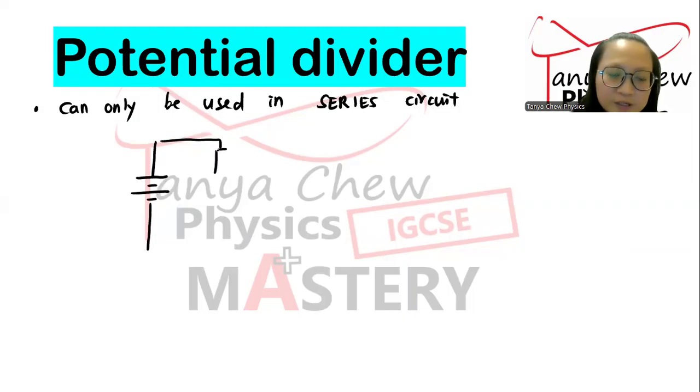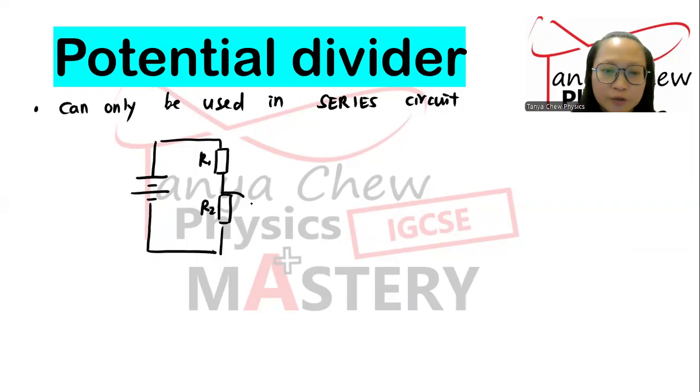These two resistors are being connected in series. I call this R1, I call this R2. This is a voltmeter, I connect to R2. So I call this the output voltage. This is called the total voltage. Is that okay? Now, the ratio, the formula, if you want to know.